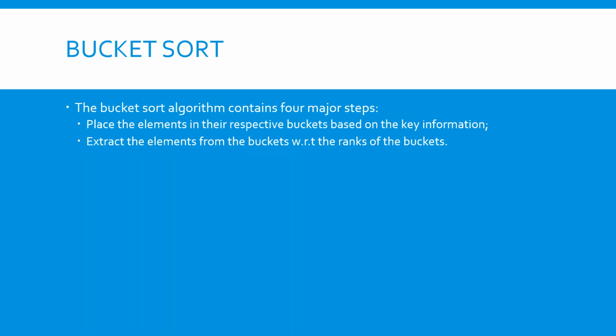Once we have the above information, the bucket sort just contains two simple steps. First, we will place the elements in their respective buckets based on the key information. Then, we will extract the elements from the buckets with respect to the ranks of the buckets.